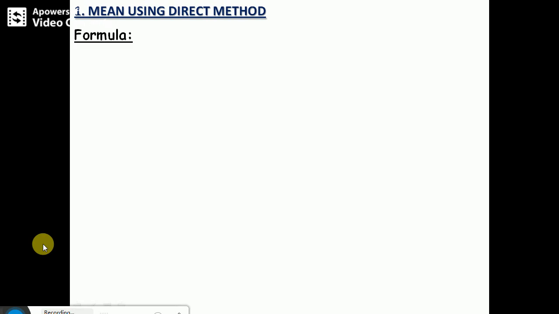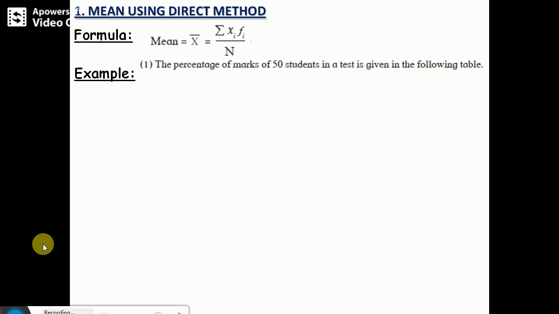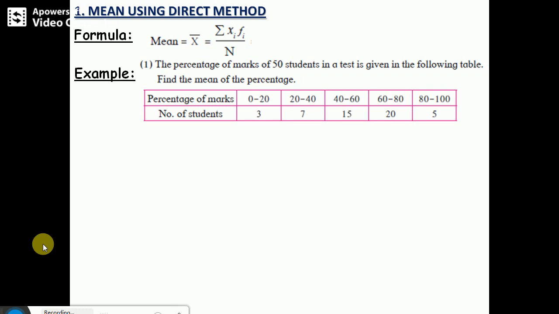We will take some examples where we are going to use the formula. So let us understand the formula. The formula for calculating mean says: mean equals summation of xi into fi divided by n. This can also be written as summation of fi into xi divided by summation of fi. Are you understanding this? So this formula talks about the calculation of mean. We will understand with the use of some examples.